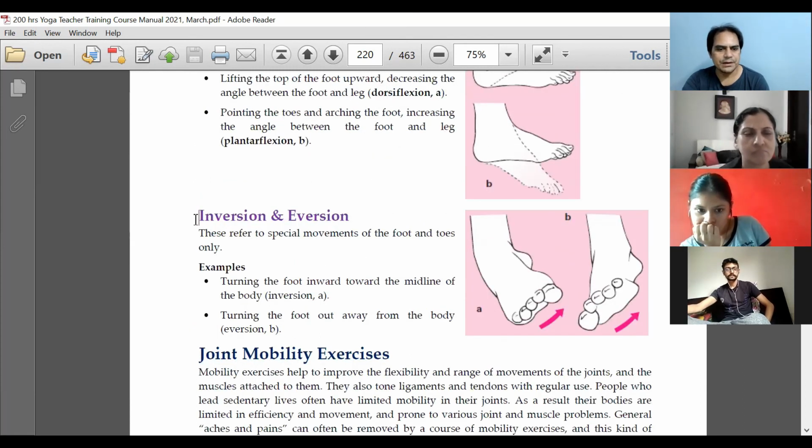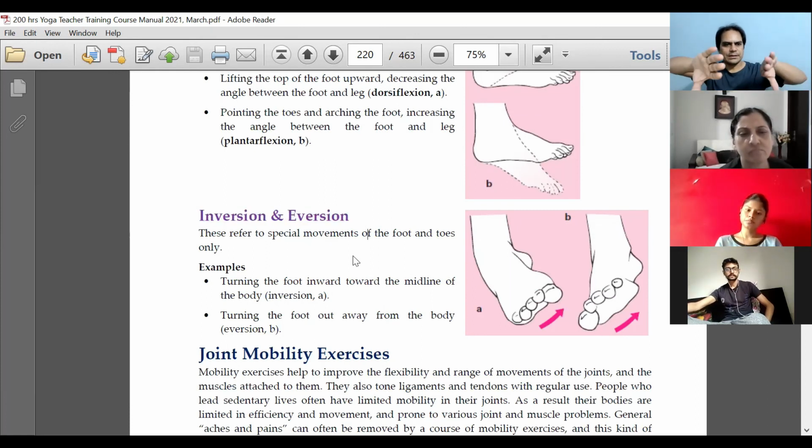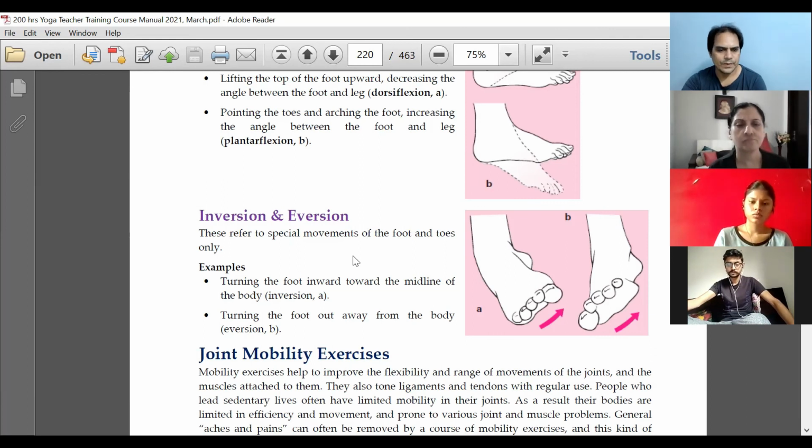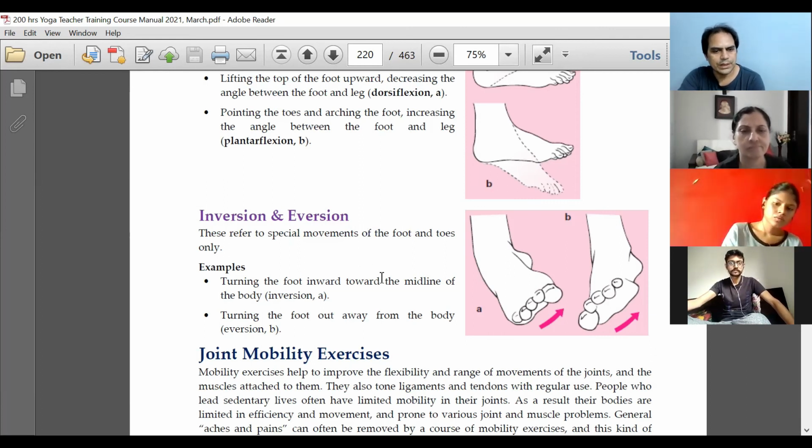Next is inversion and eversion. When you move your legs like this, inside is inversion, outside is eversion. Okay. So these were different movements of the joints. Clear?